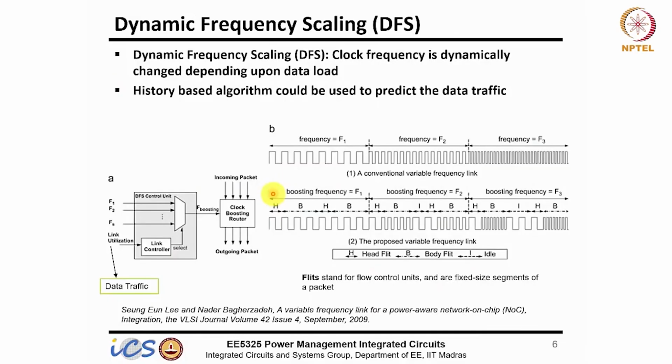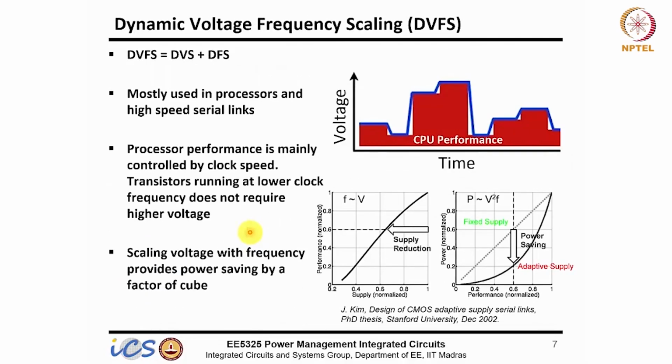So then dynamic frequency scaling. In dynamic frequency scaling, you change the frequency based on the data. If your data load is higher, you increase the frequency; if the data load is less, you reduce the frequency. So you dynamically keep changing, and overall you can achieve a better system efficiency. And this is how it looks.